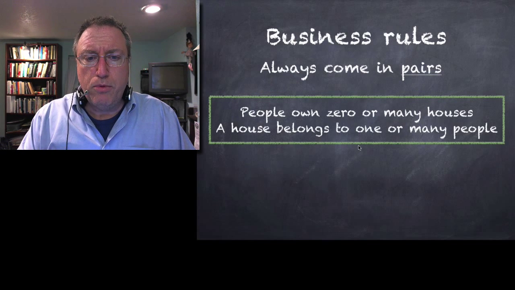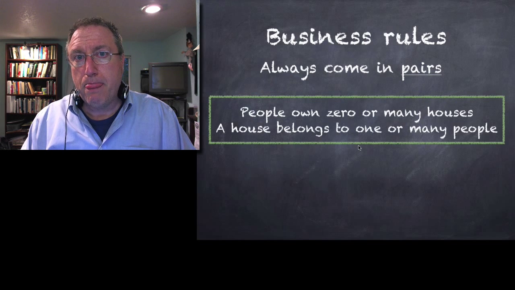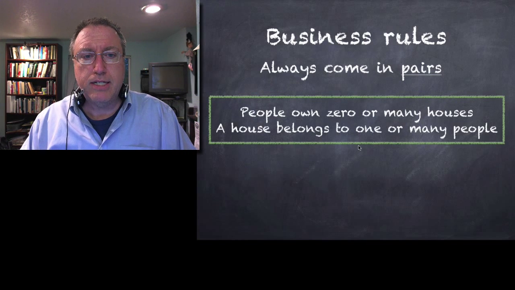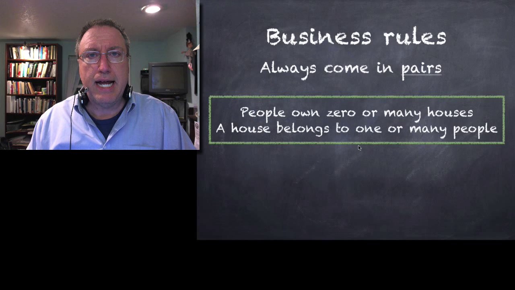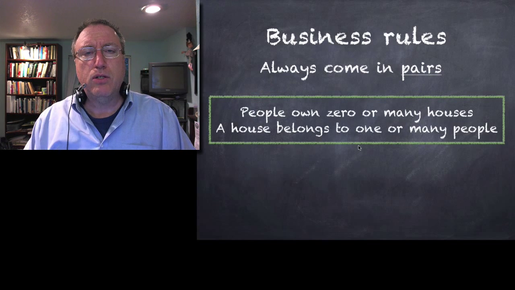So to summarize the relationship between people and houses, we look at it from one direction and we say people own 0 or many houses. Houses belong to one or many people.